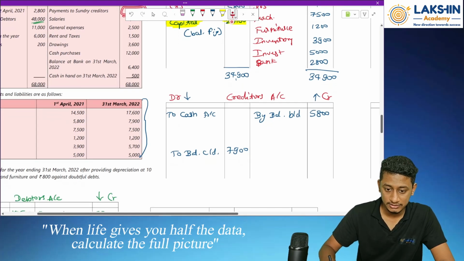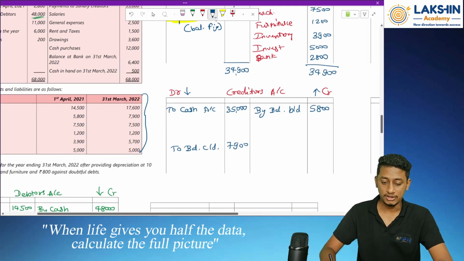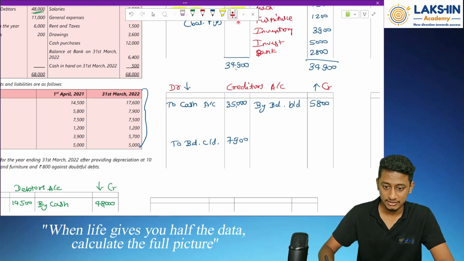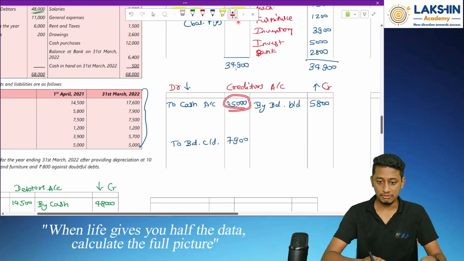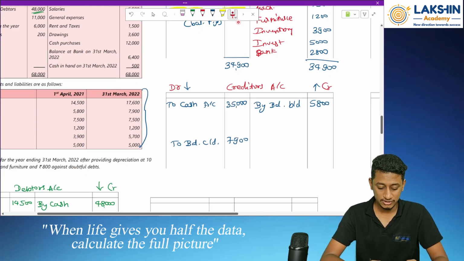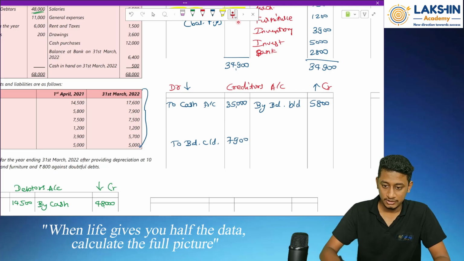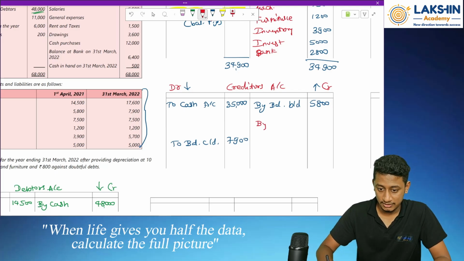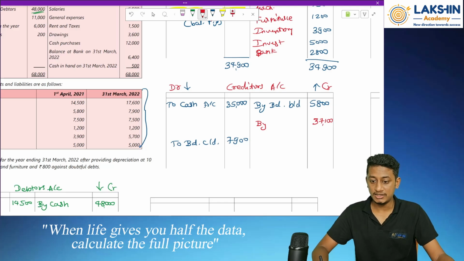35,000 rupees is the value. Now find out the closing balance or the balancing figure. So that would be how much? 35,000 plus 7,900 minus 5,800. So on this side the value is 37,100.